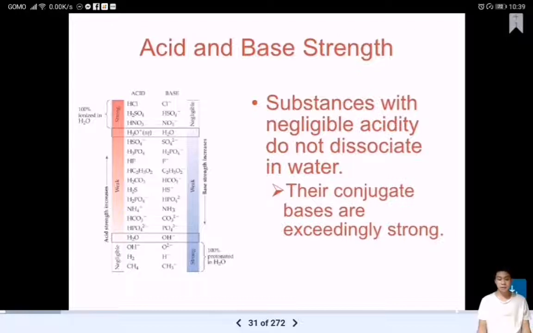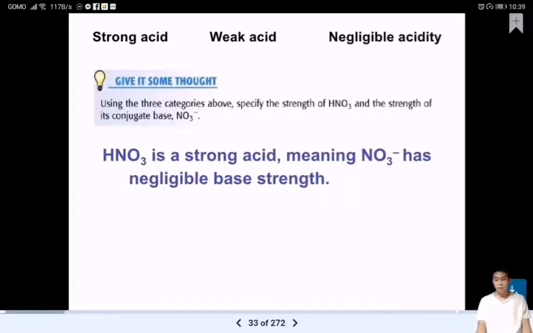So, acid and base strength. Substances with negligible acidity do not dissociate in water. Their conjugate bases are exceedingly strong. So, using the three categories above, specify the strength of HNO3 and the strength of its conjugate base, NO3 minus. HNO3 is a strong acid, meaning NO3 minus has negligible base strength.